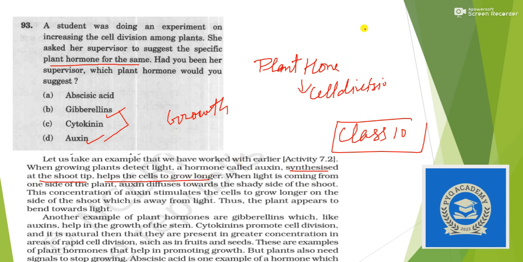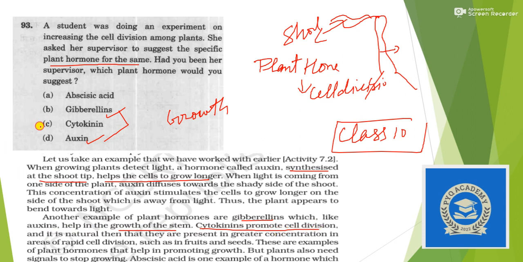Suppose this is a plant, and suppose this is a leaf. Auxin is present at the shoot. Gibberellins are there for the growth of stems, like auxin, helping growth of the stem. And cytokinins promote cell division. So our answer is C.